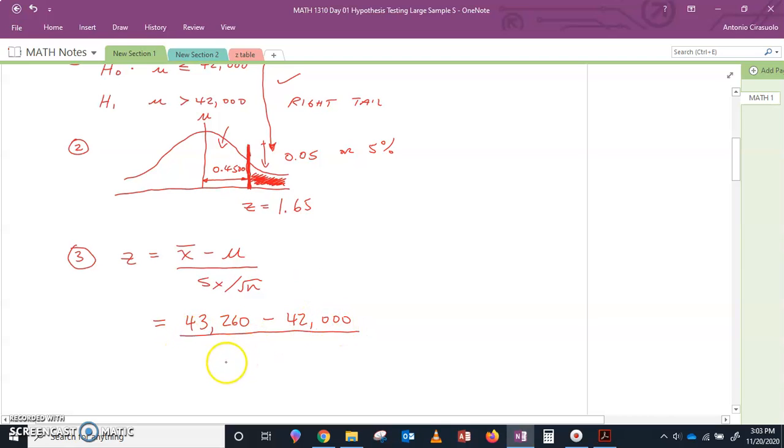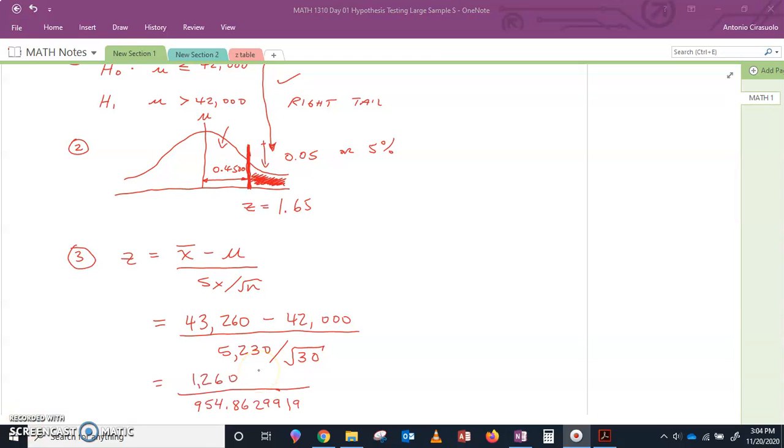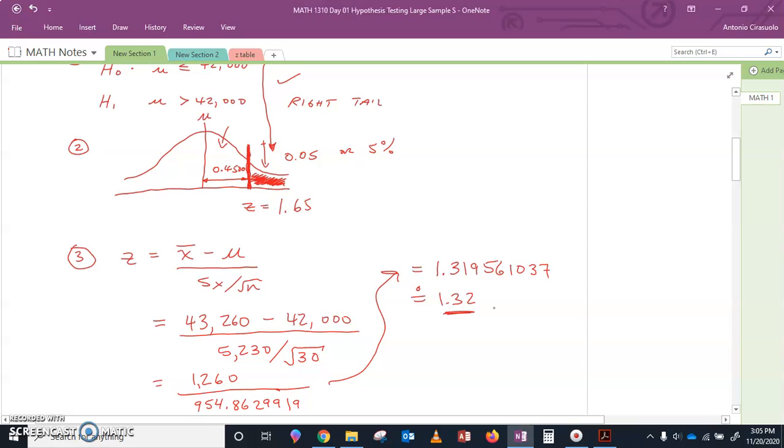The standard deviation was $5,230, and we took a sample size of 30. So this gives us a value of 1,260 divided by 954.86299919. Once again, you realize I did not round anything, and I will just do the calculation and round once at the end to 2 decimal places. So this gives us a value of 1.32 when you round to 2 decimal places.